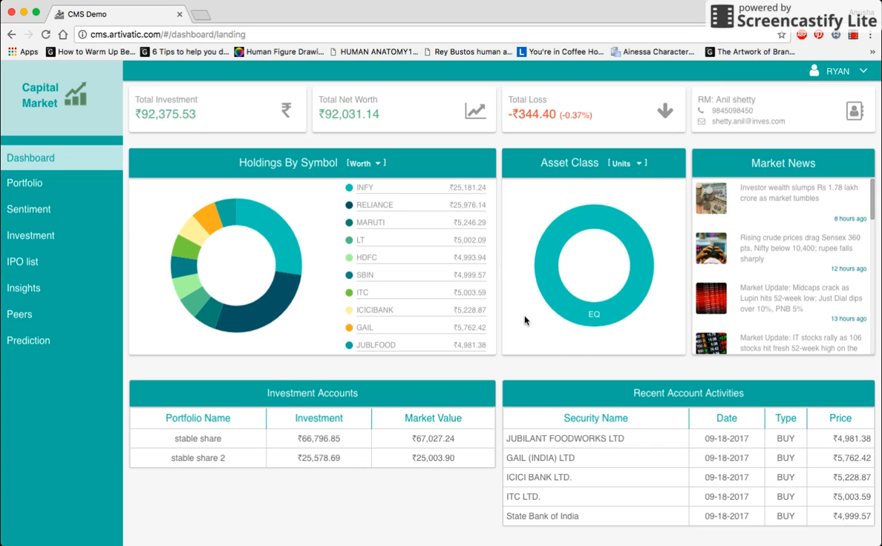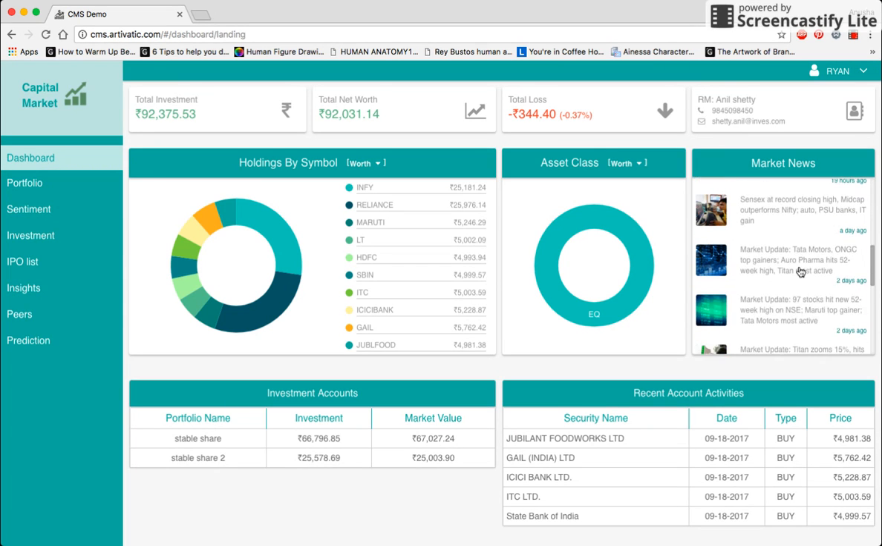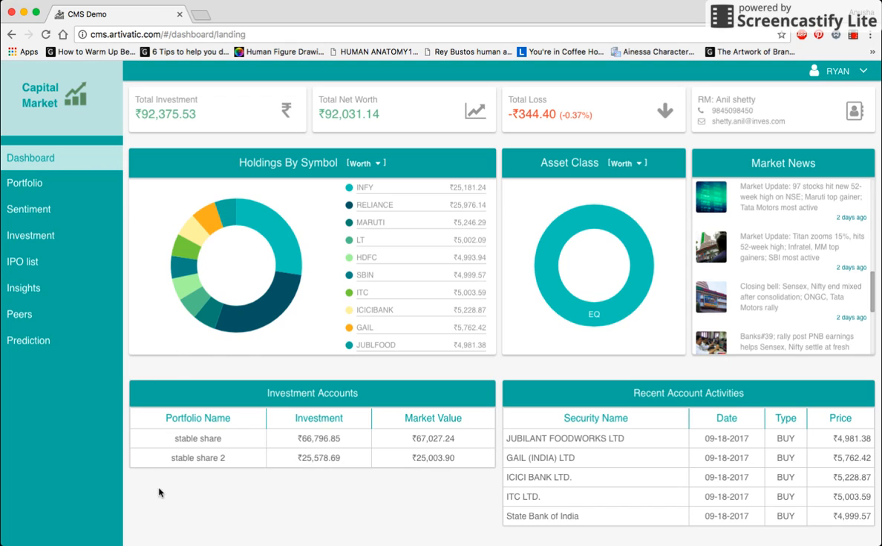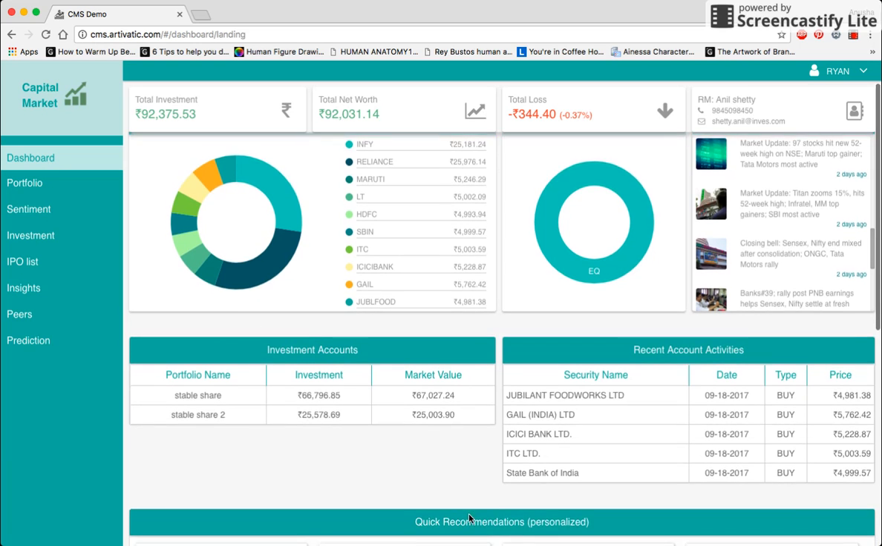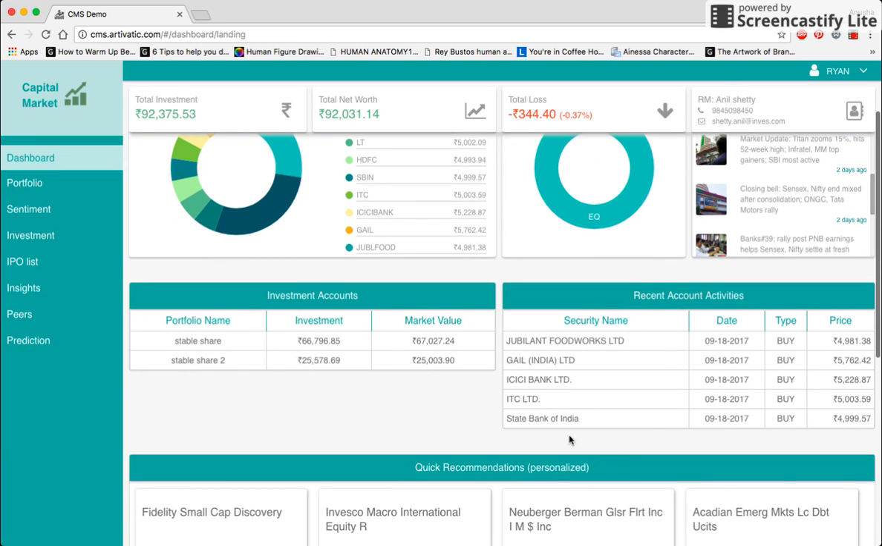This graph shows what type of fund an investor is prone to investing in, and as you can see here, it's 100% equity, which can also be measured in worth. The market news column shows a live feed of all the news which has happened in a particular day. The investment accounts show the active portfolios under a user's account. And the recent account activities show what securities a particular investor has been buying or selling over the last few days.